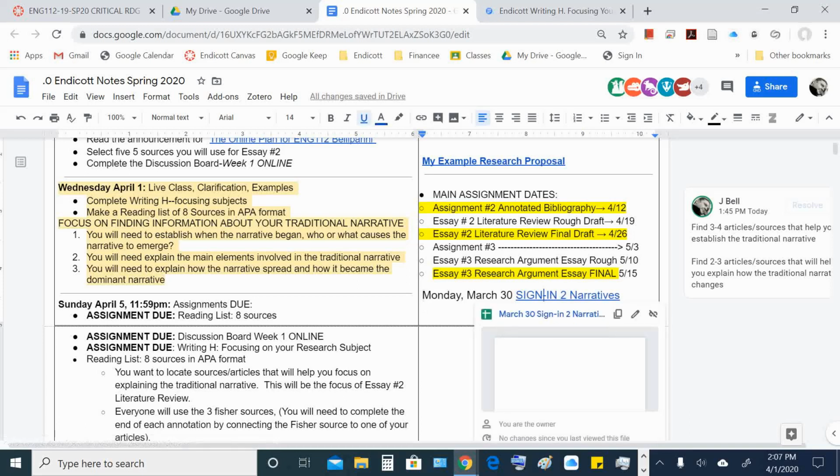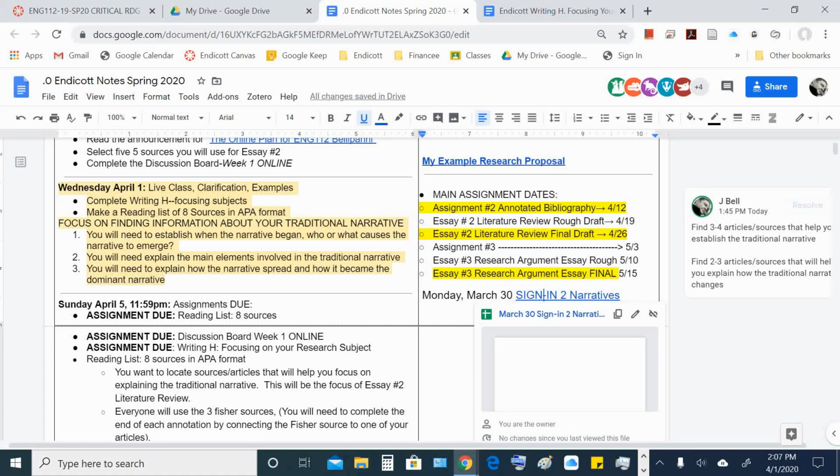Mostly what I'm trying to get people to do is really think about finding information about whatever your traditional narrative is, how it started. This common belief, where it came from. Again, if there's a person involved, or a group, you want to find out information about that, and then you want to figure out how it spread. So that's the first thing.